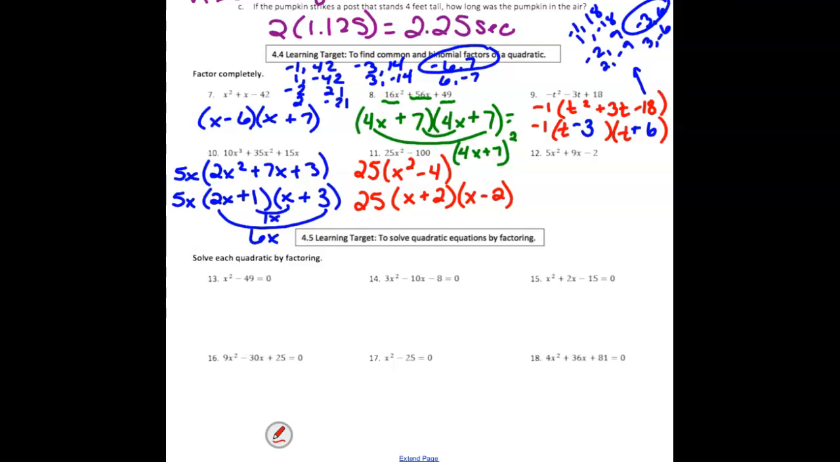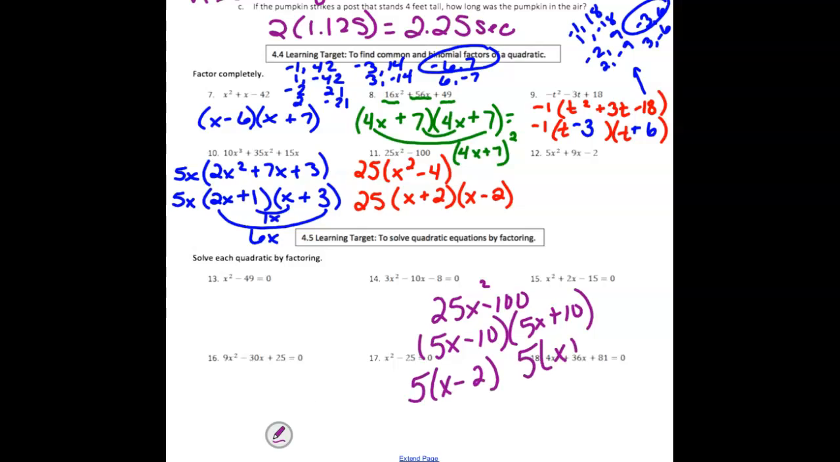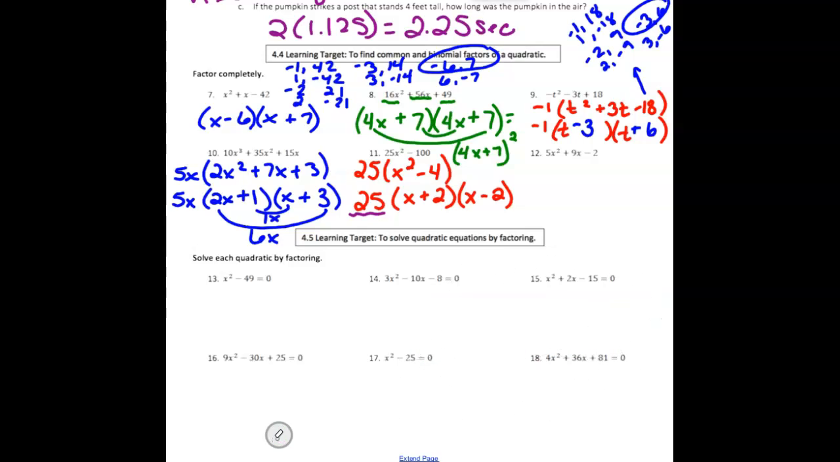Now, just a comment about this one. If you had left it as 25x squared minus 100, we could have factored it into 5x minus 10 and 5x plus 10. But that's not as factored as it can go, because we could have pulled a 5 out of each of those. And that 5 times 5 would end up becoming our 25 that we have here. So what I did originally in the red pen is your best option. It's as factored as it can go.